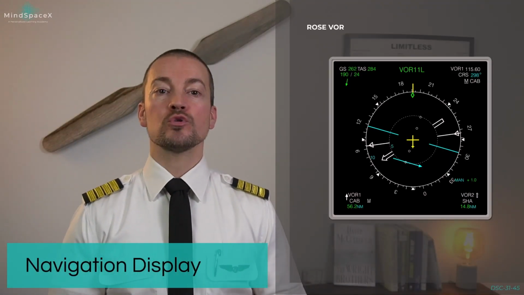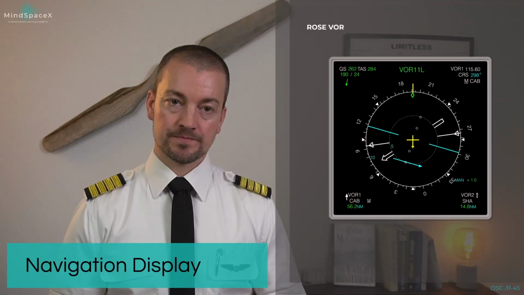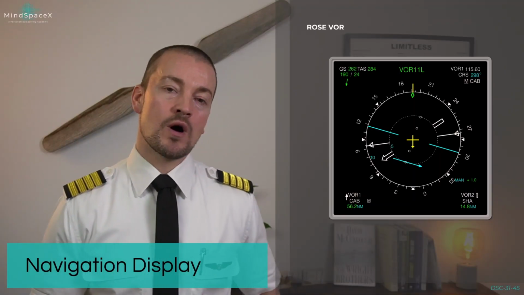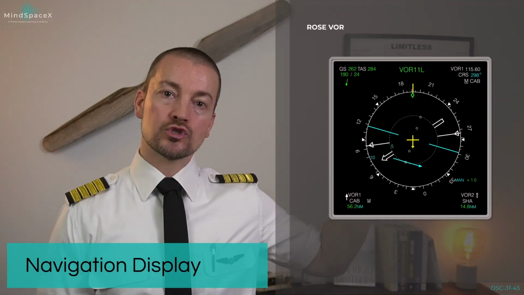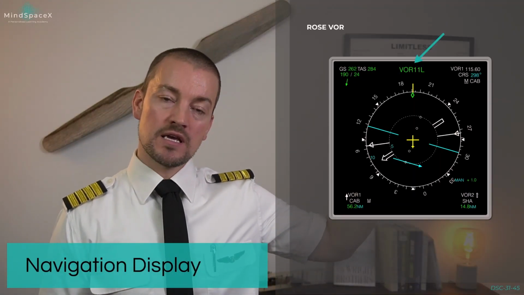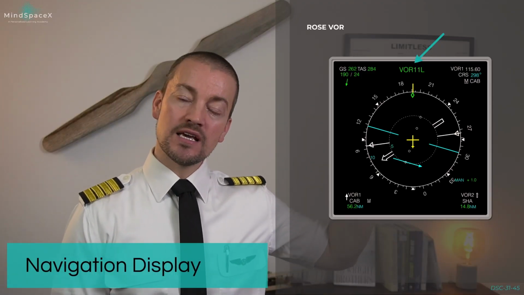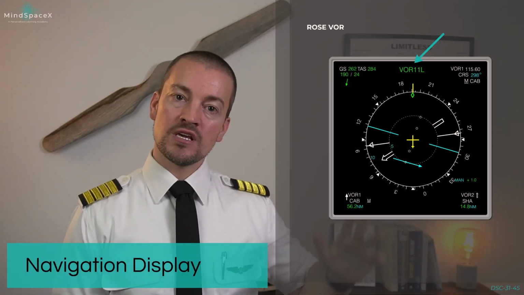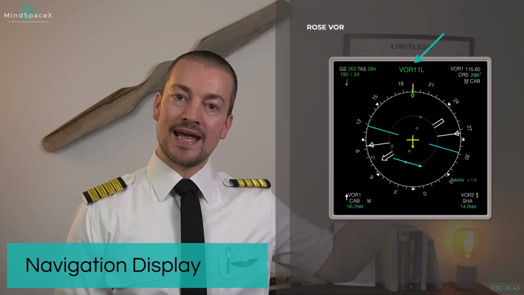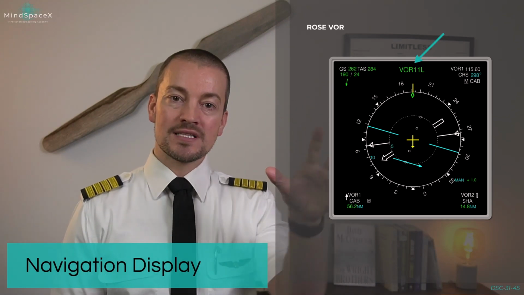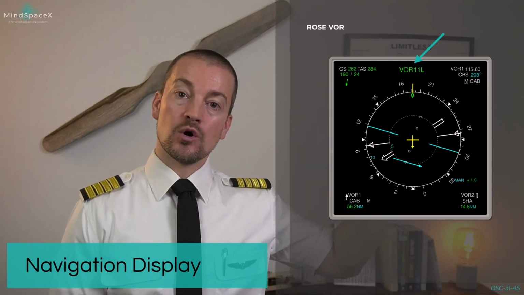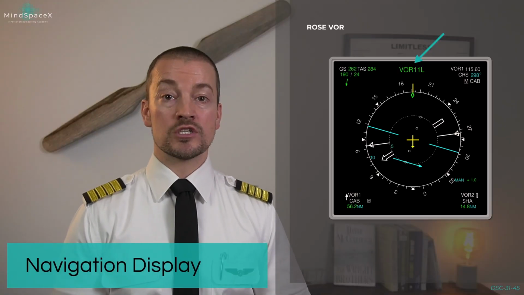Let's start with the Rose VOR mode. When set to Rose VOR, the ND display will show the mode up here. This is a VOR mode and will show the Rose 360-degree Rose mode with the current heading on top. It is the Rose that therefore rotates around with our current indicated heading always on top.